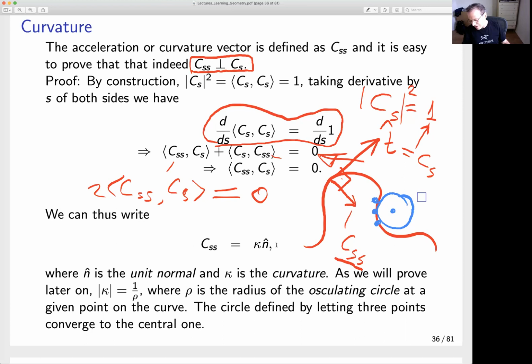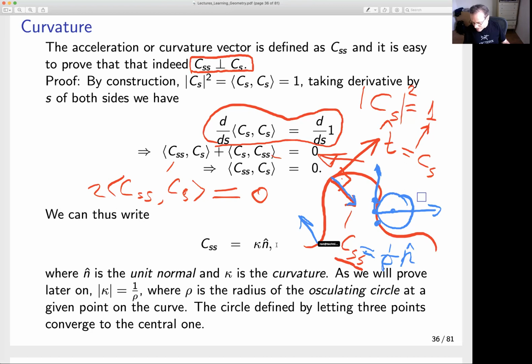The center of the circle will always be orthogonal to the tangent. This is obvious. And Css is nothing but 1 over the radius of this circle. Okay, so it is 1 over the radius of the circle in a direction which we call normal to the curve. So it would be normal to the curve in this direction.